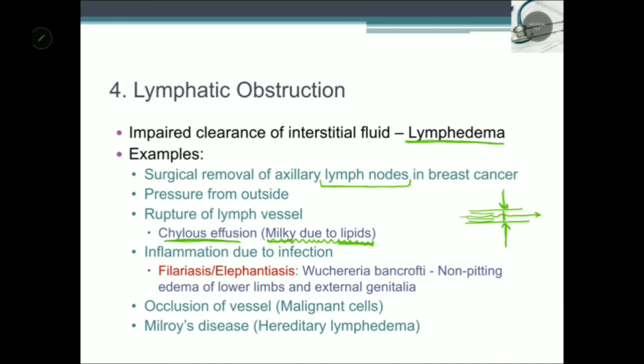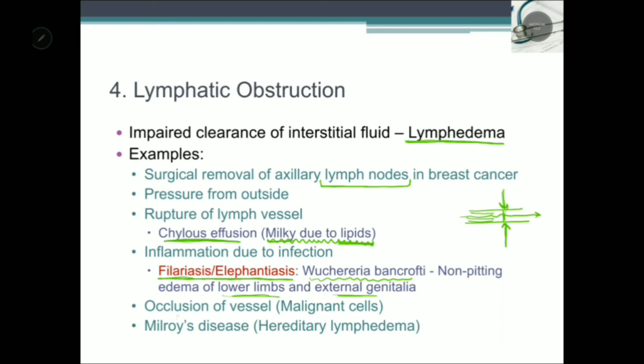Another cause of lymphatic obstruction can be inflammation due to some kind of infection, and the most notable of those is filariasis, also commonly known as elephantiasis. It is infection due to a parasite known as Wuchereria bancrofti. It causes non-pitting edema of the lower limbs and external genitalia.